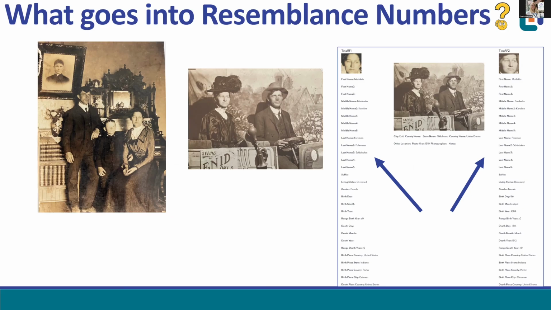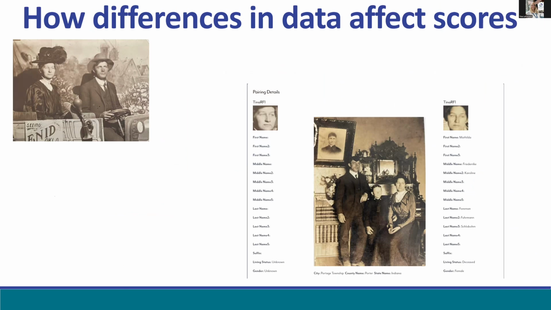The reason we affect the score less when the data is different is that we still want you to see the pairing because it might be a family member or the same person at a different point in their life. So now let's walk through some examples of how data can affect the resemblance score. Since the data you provide can affect that score, it's important that you be as accurate as possible with the data.